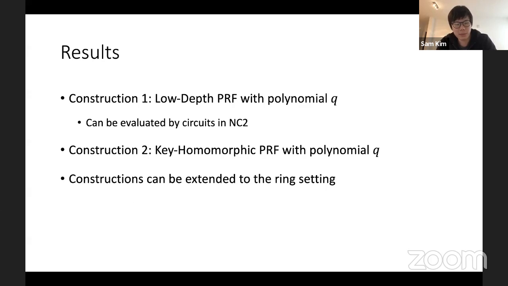And the main technique that we use is what's called chaining, which I think may have applications even beyond the context of PRFs. Okay, and that's it. Thank you very much.